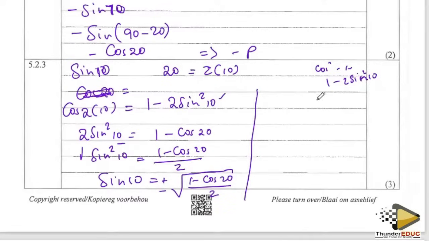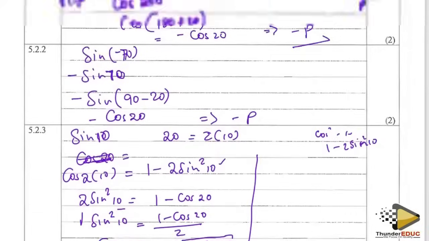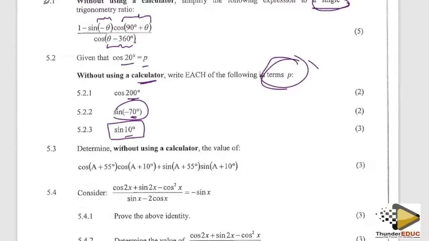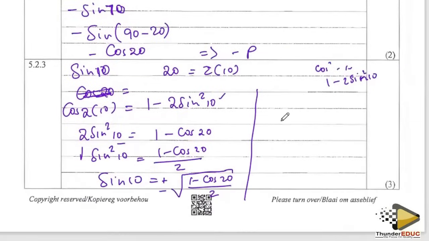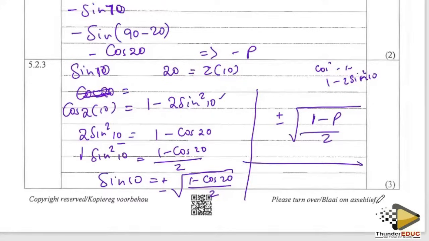What was the question saying? The question was talking about the cos of what? The cos of 20. Was it sine or cos? Question, what did you give us? It gives us cos of 20, which is the same as P. So when I do my substitution, I'm having plus or minus the square root of 1 minus P over 2. That's my answer. That is the sine of 10.